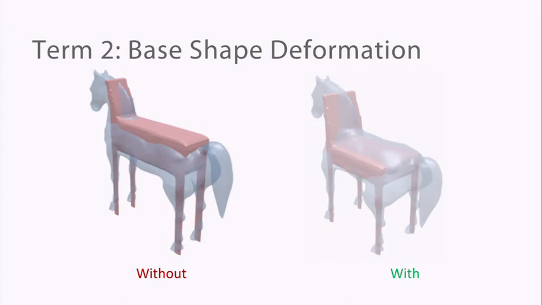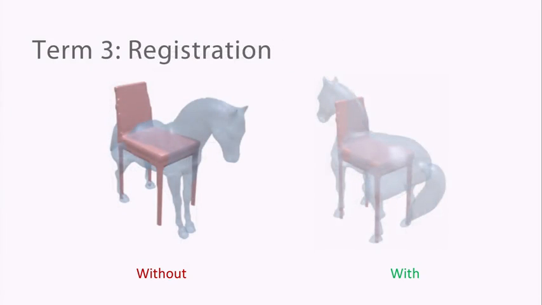The base shape term just does the same thing for the man-made shape. Without this term, the chair is going to have unusable proportions. With it, the proportions are better. The registration term just encourages the two shapes to get close and align with each other. So without this term, you're going to see the horse's legs have drifted from the chair's legs. But with this term, the horse overlaps more with the chair.